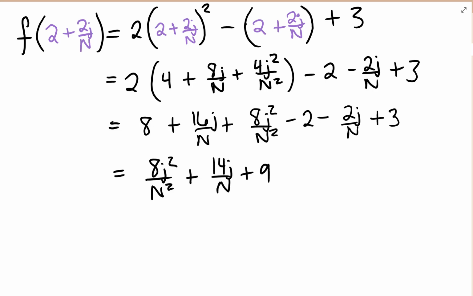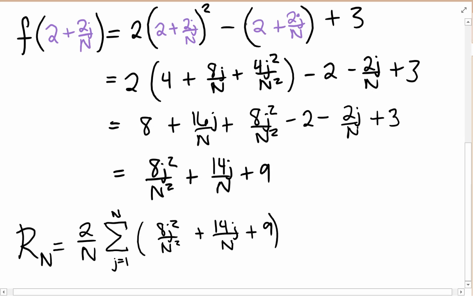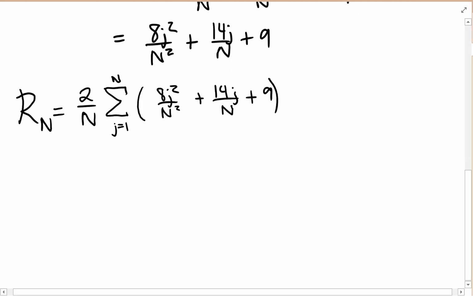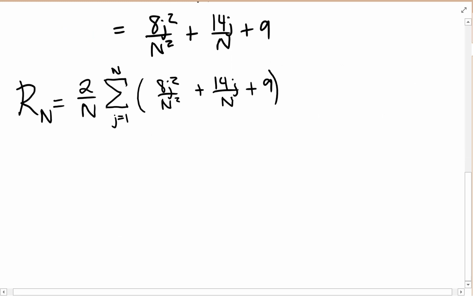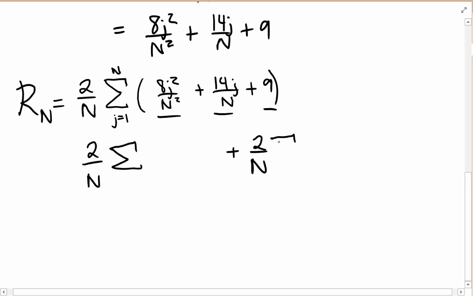So now we can use summation notation and linearity to help us simplify. I will use linearity to further break it down by saying, okay, 2 over n is going to be multiplied by each sum, but I can take the sum of each of these 3 terms individually. So I'll have 2 over n times the sum of the first term plus 2 over n times the sum of the second term plus 2 over n times the sum of that third term, which is 9.